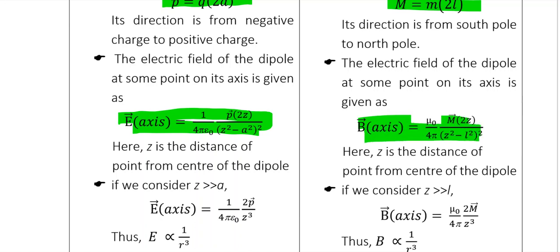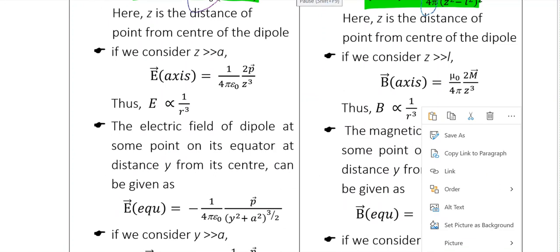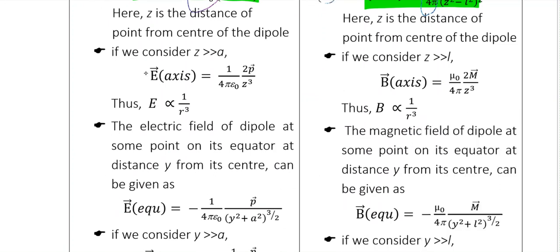See, one difference is in the constant term. The constant term is 1 by 4 pi epsilon 0. Here it is mu 0 by 4 pi. The second difference is that instead of electric dipole moment, you have magnetic dipole moment. Rest of the things are the same. This electric field is in the direction of P, whereas the magnetic field is in the direction of M. And as mentioned earlier, for large value of Z, E is proportional to 1 by R cube. For large value of Z, B is proportional to 1 by R cube.